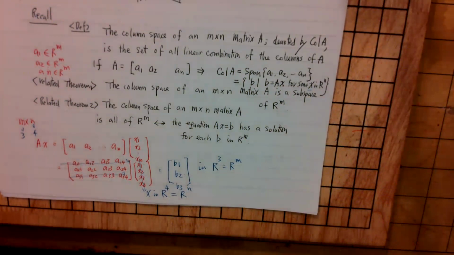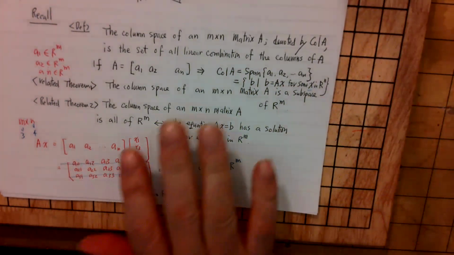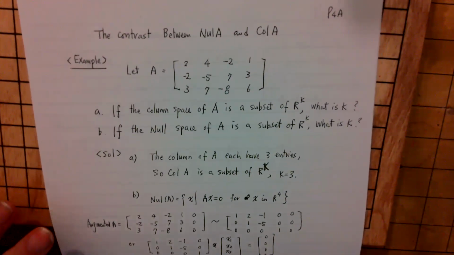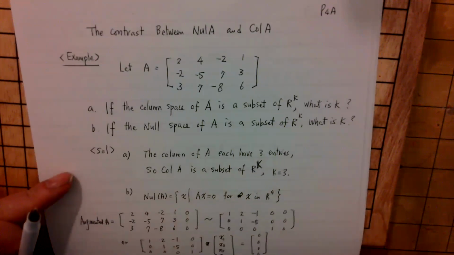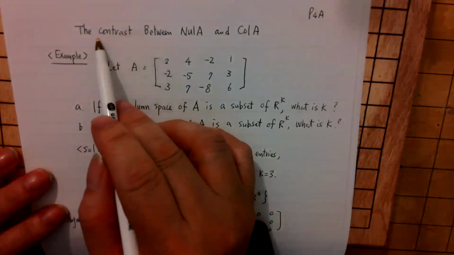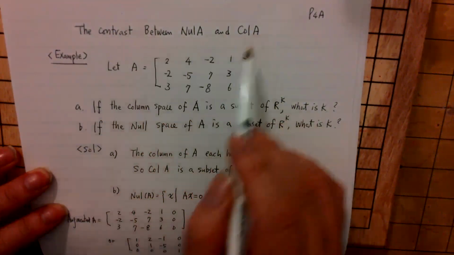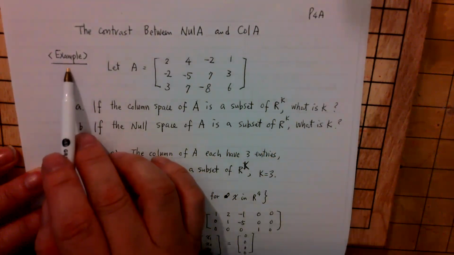Let's look at some questions. I think there's a question in the sample exam. Before we go to the sample exam, we may want to take a look at this first. Look at the question here: the contrast between the null space of A and the column space of A. This is a review of what we covered before.